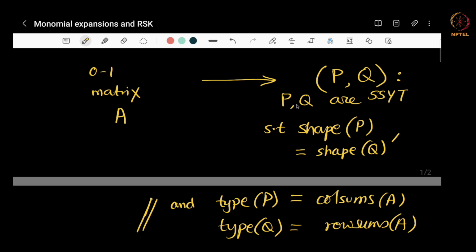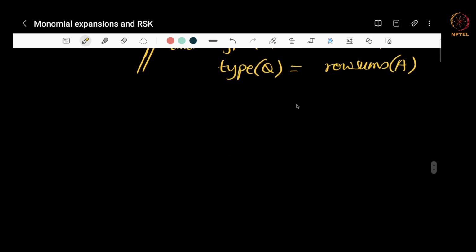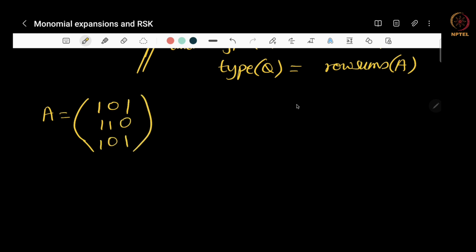Rather than repeating a proof which is analogous to the proof for the usual RSK, let's just do an example. I haven't told you how to get the tableau Q, but that's the same recording tableau process that one has in the usual RSK. So let's take a matrix A with just zeros and ones in it, for example, 1, 0, 1, 1, 1, 0, 1, 0, 1. So here's a matrix A.